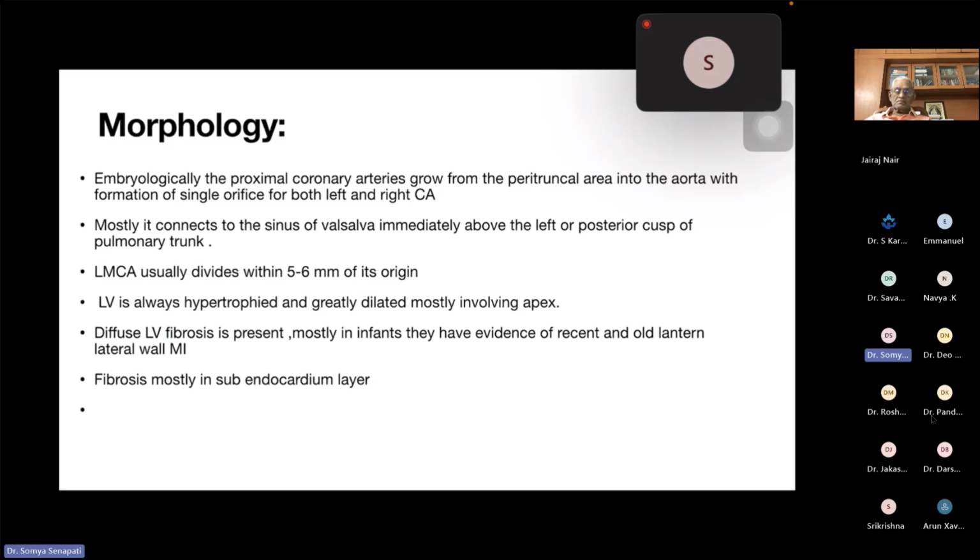The left main coronary artery usually divides within 5 to 6 mm of its origin. In this case, in an anomalous connection, the LV is always hypertrophied and greatly dilated, which mostly involves the apex. Also, diffuse LV fibrosis is present, which is mostly seen in infants because they are found to have recent and old lateral wall MIs. The fibrosis which is seen in this case is mostly subendocardial.